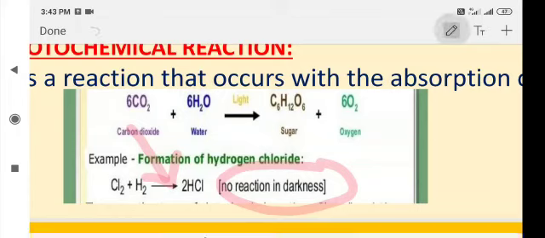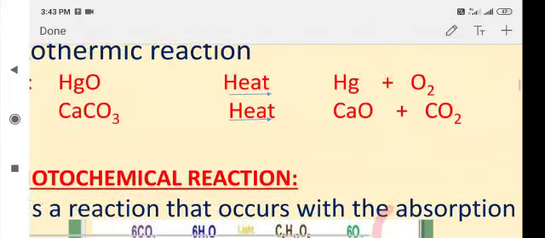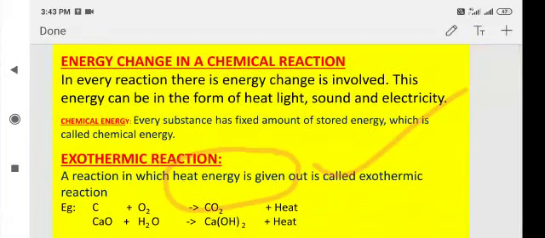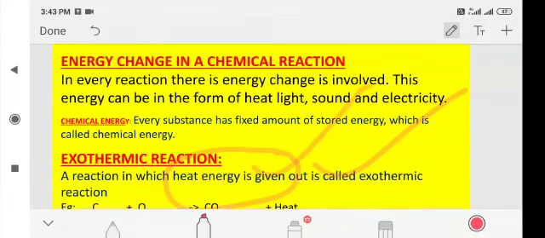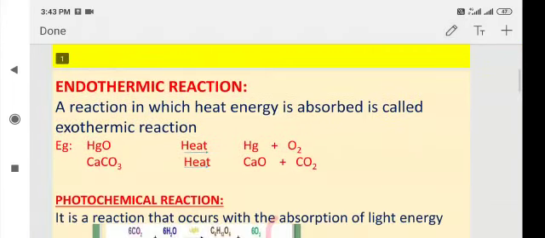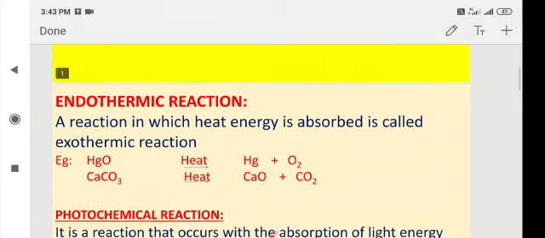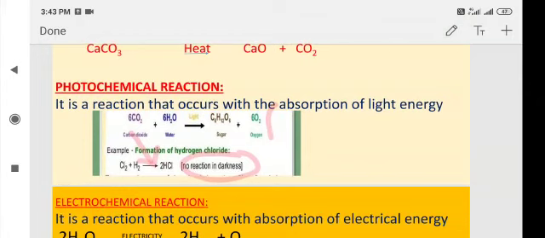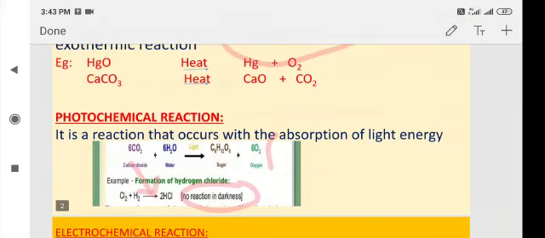So today we have discussed mainly, first, exothermic reaction in which heat energy is given out, then endothermic reaction in which heat energy is absorbed, and third, photochemical reaction in which light energy is absorbed. So these are the three main definitions today I would like to share with you.